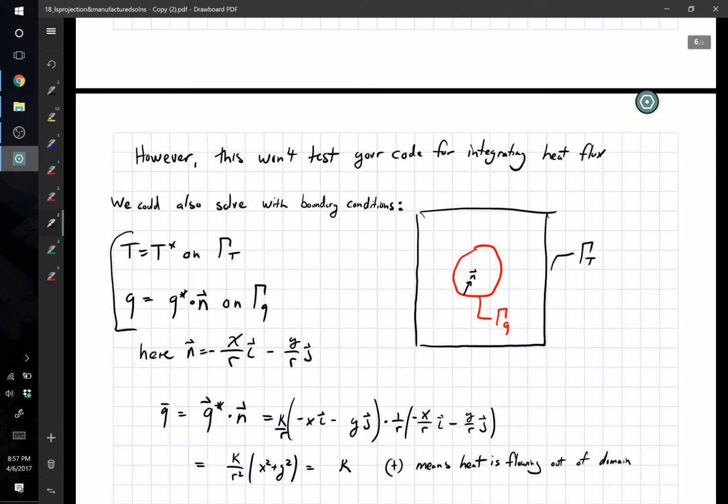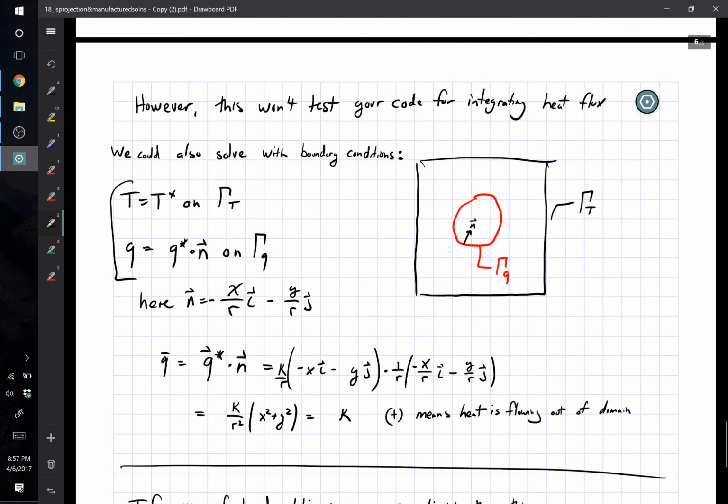Now the Q star dot n is because the flux is a vector, but in terms of the boundary condition, it's the amount of heat entering per unit area on that surface. So if we had heat flux that was perpendicular to the normal of the surface, then actually no heat would be flowing in. So we have to have the dot product there.